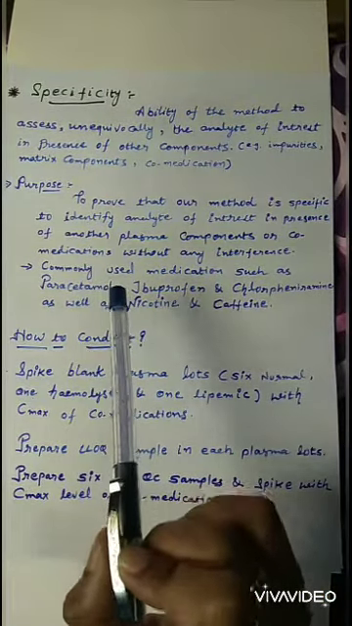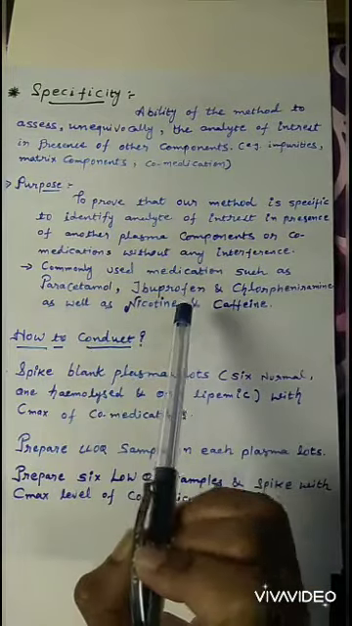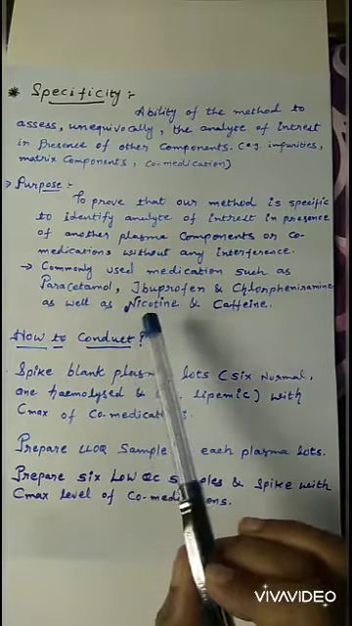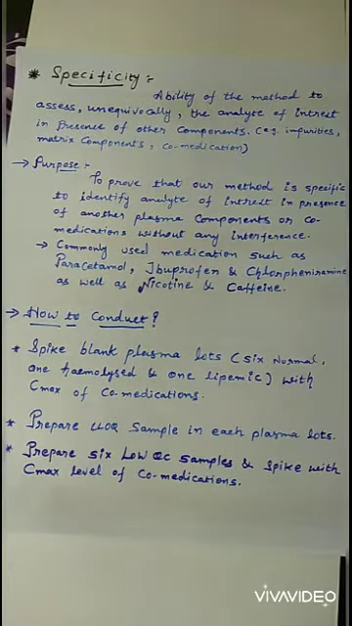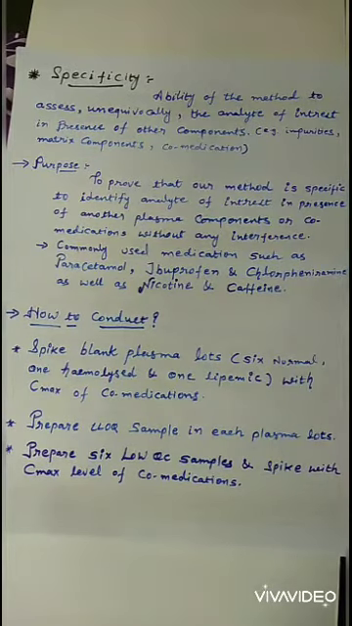Co-medication means commonly used medications such as paracetamol, ibuprofen, chlorpheniramine as well as nicotine and caffeine. Now we know that in plasma samples there are several other components like protein, metabolites of the drug as well as some drugs such as paracetamol, ibuprofen, chlorpheniramine malate, and if the subject is a smoker then there is nicotine in plasma. And of course, if the subject is drinking coffee, there are traces of caffeine in plasma. So the purpose of the specificity experiment is to prove that our method can very specifically identify an analyte of interest even in the presence of other components.